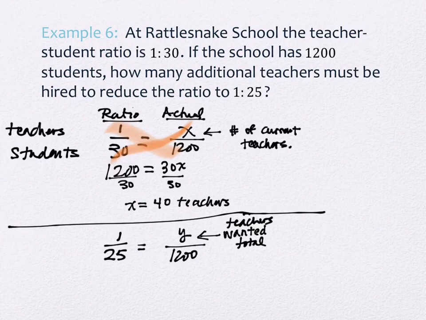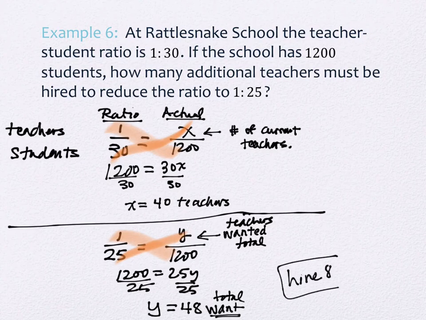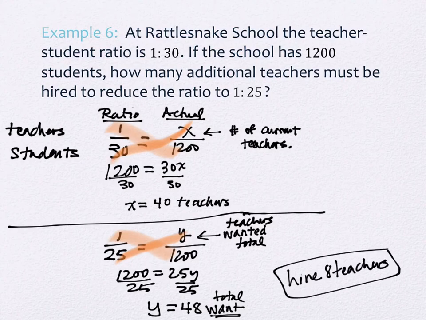So we can cross multiply again. We have 1,200 equals 25y, and divide by 25. How many teachers do I want to have? Yeah, it's 48. So I want 48. I have 40, so how many need to be hired? Yeah, they need to hire 8. I should say 8 teachers. They should hire 8 teachers.